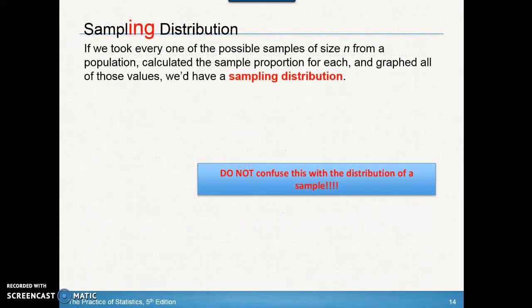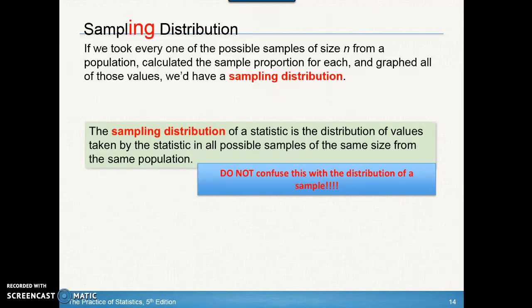All right, so if we took every one of the possible samples of size n from the population, every single possible sample of 100 students from all the seniors of Fairfax County, and calculated the sample proportion for each, so every single time we took a sample of 100, we found the sample proportion and graphed all of those values, every single one of them, we'd get a sampling distribution. So a sampling distribution of a statistic is the distribution of values taken by the statistic in all possible samples. Okay, that sounds confusing. A sampling distribution is literally just taking all of those sample proportions and putting them on a curve.